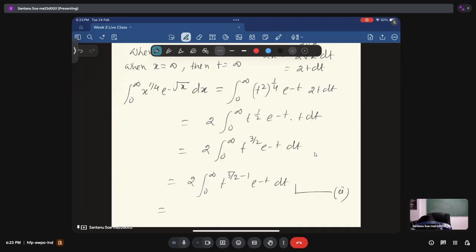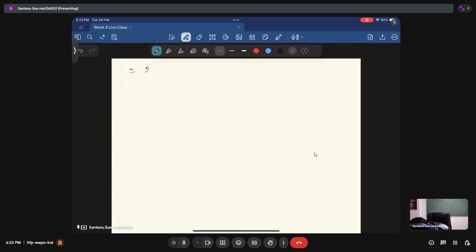So this will be 2 times the gamma function of 5 by 2, correct? Now what is gamma of 5 by 2? So gamma of 5 by 2 is just 3 by 2 times gamma function of 3 by 2, correct? Similarly, gamma of 3 by 2, again this will be 1 by 2 times gamma function of 1 by 2.